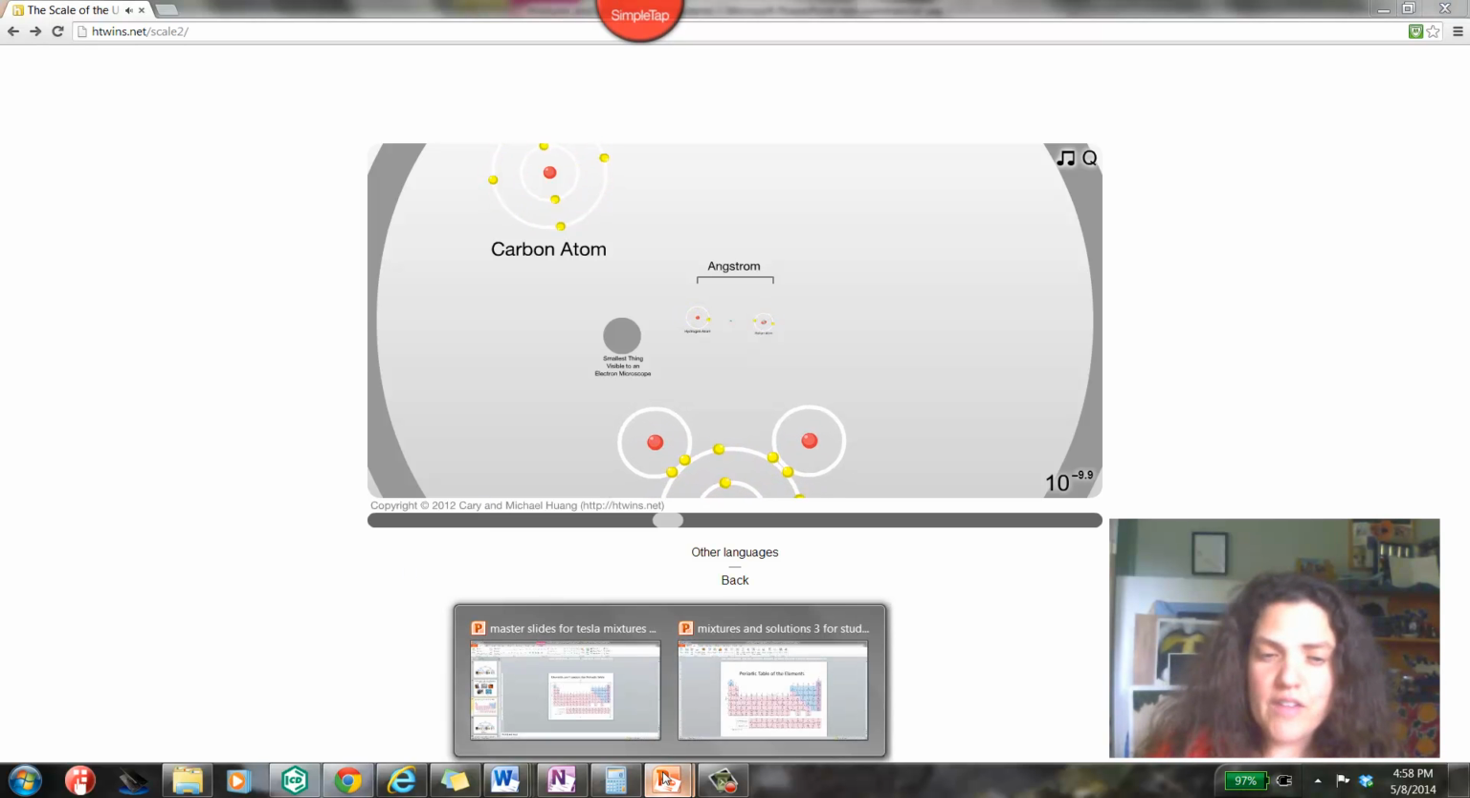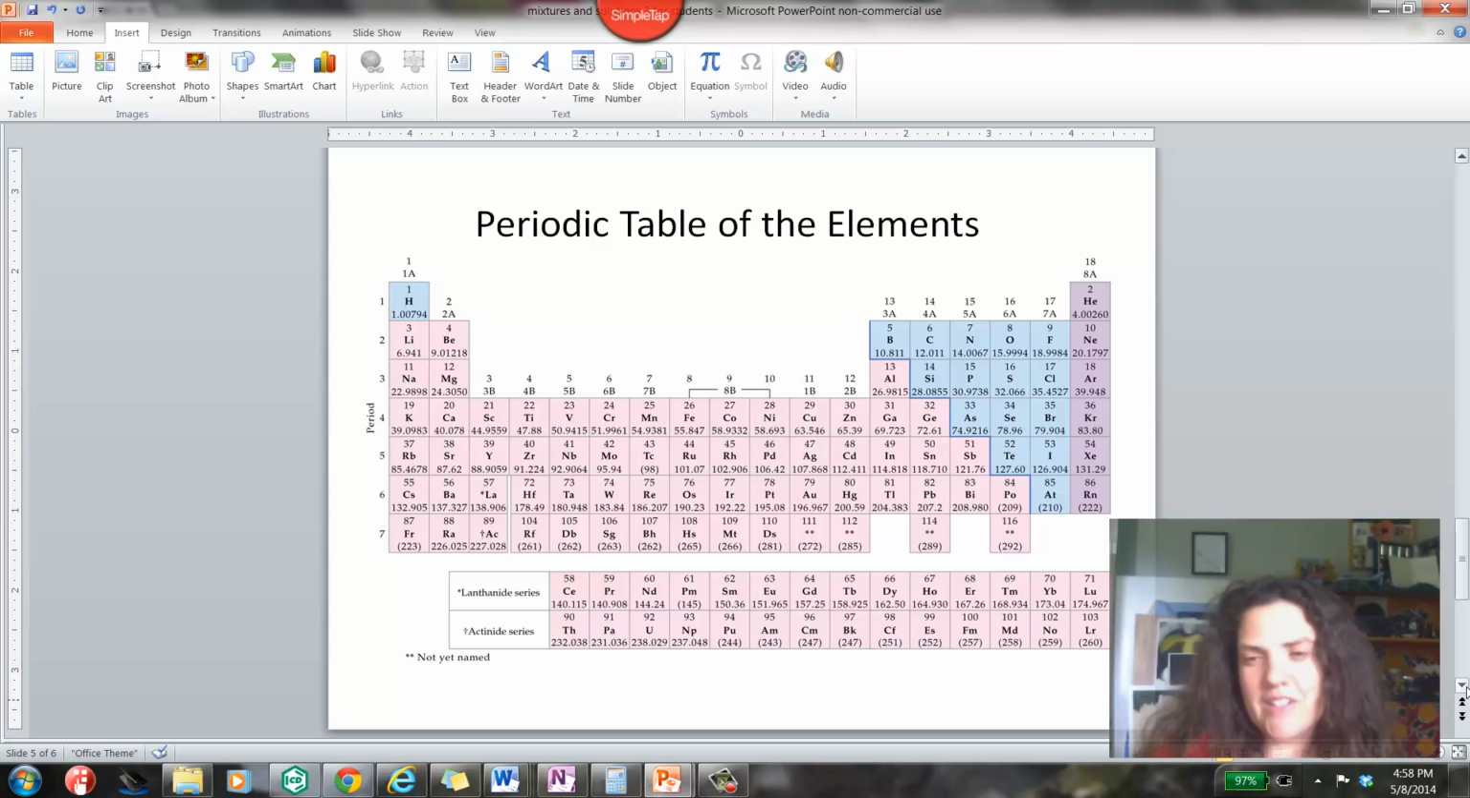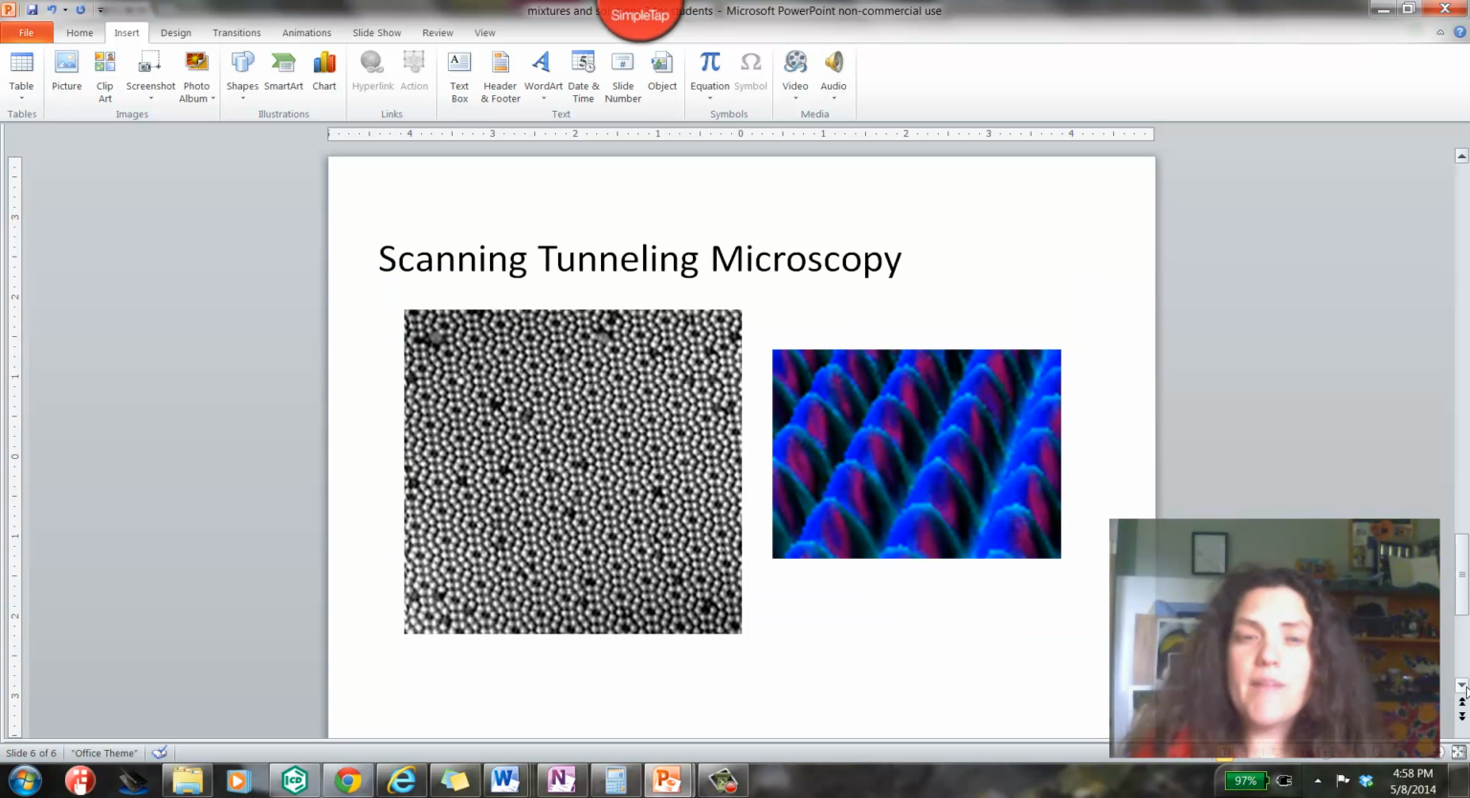Even though atoms are too small for us to see with our eyes all by themselves, we can see them by using a special technique called scanning tunneling microscopy. Here are two examples. We have silicon, and we have nickel over here on the right. These were both taken with a scanning tunneling microscope, and these are actually individual atoms that are being pictured here.